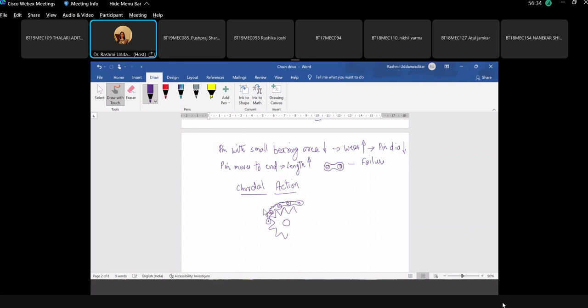So each link here is moving in straight lines, as if these are the chords. You know what a chord is? If this is a circle, this is a chord, this is a chord, this is a chord. So unlike a belt, which is flexible and moving continuously, here these links are moving like chords.